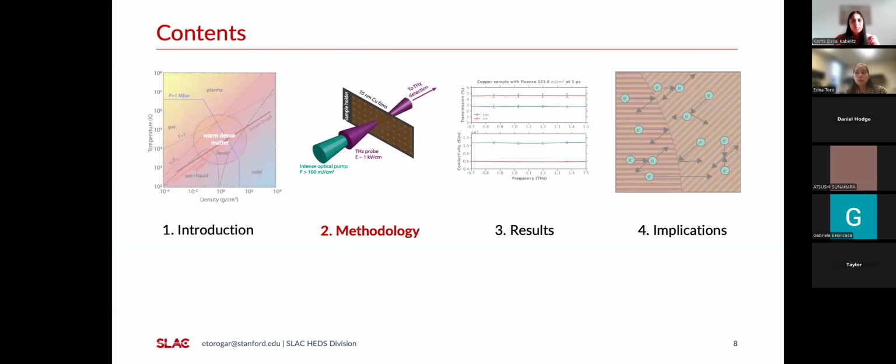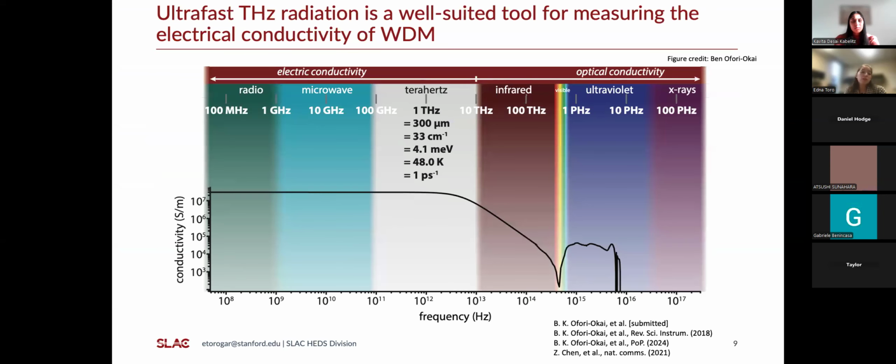Now, what do we actually do to succeed in this challenge? We use something called ultrafast terahertz radiation, which is a type of wave that is in between a microwave and an infrared. And there are two reasons why we use this type of radiation.